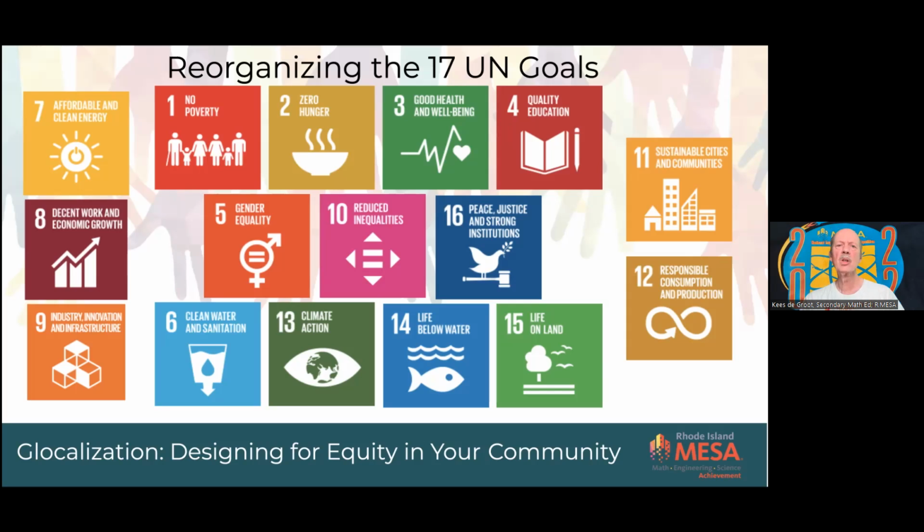So later, when we break out, I'm going to break you out in 5 random groups, and you'll be investigating, within the context of your state and your communities, these 5 clusters, and you'll just be looking at one of the clusters.